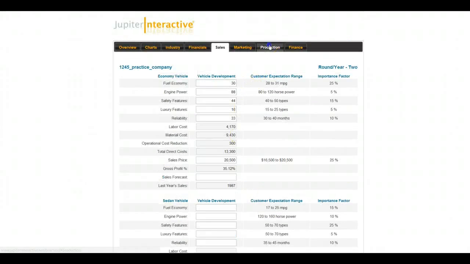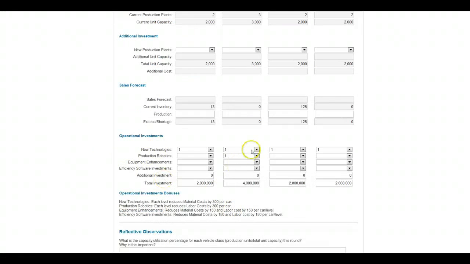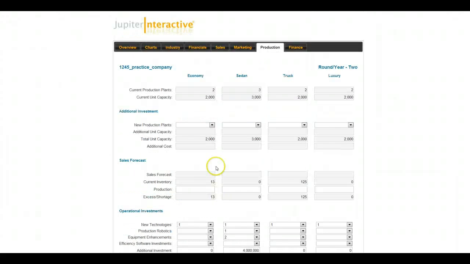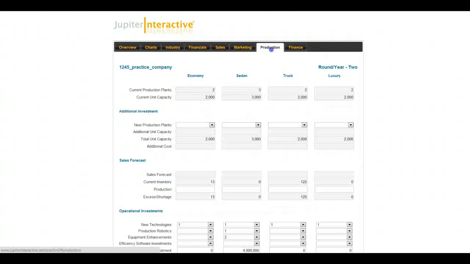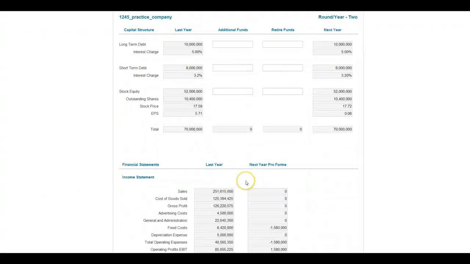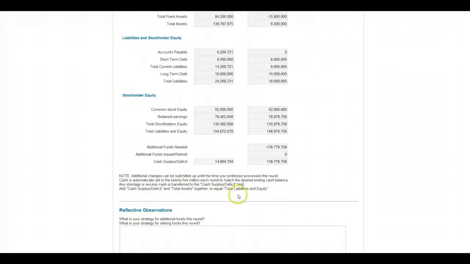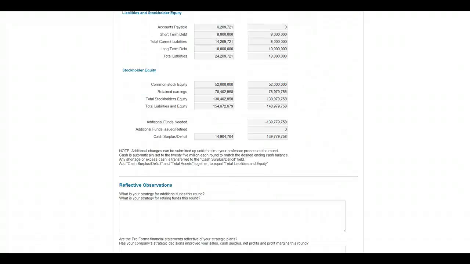And what's great with these, once you buy this equipment, you have it. So I can always add on more to get an even better cost reduction next year. So the game kind of runs the same way. I fill up my sales, redo my marketing, my production, and then in the finance area, I just check over my finances, make sure I have a surplus, and hit submit.